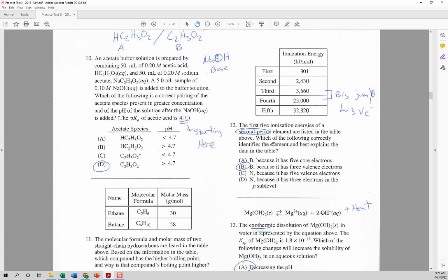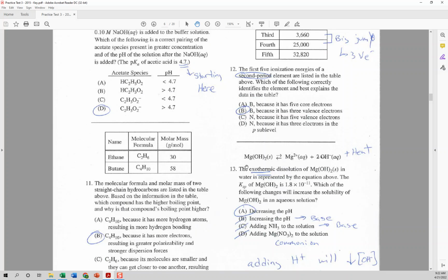But the first 5 ionization energies in their second period element are listed. Which of the following correctly identifies the element? So we've identified it as boron, so we know it's not C, we know it's not D. The reason we know it is boron is because it has 3 valence electrons. That's what this is telling us, so B. Boron doesn't have 5 core electrons. That's not what this is telling us. This is telling us this element has 3 valence electrons, and since we know it's in the second period, it's got to be boron. All right, so let's go here.